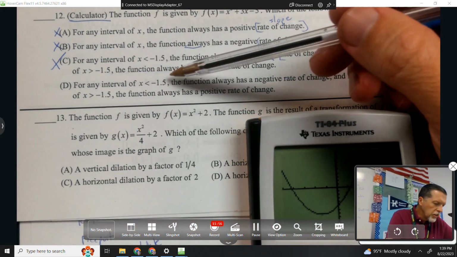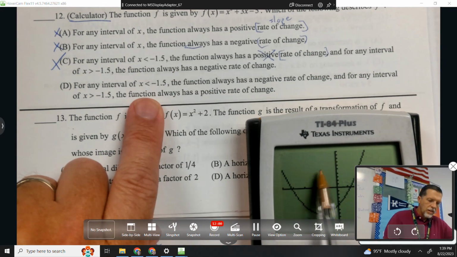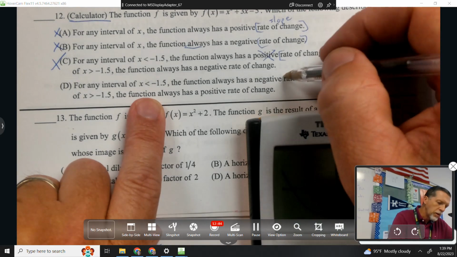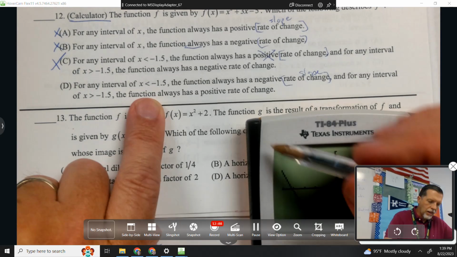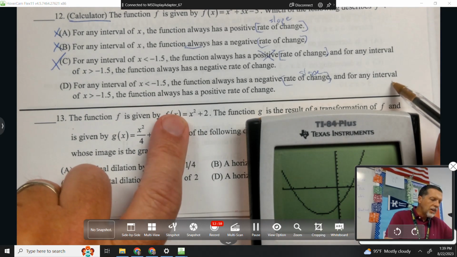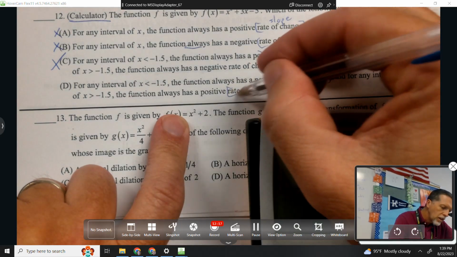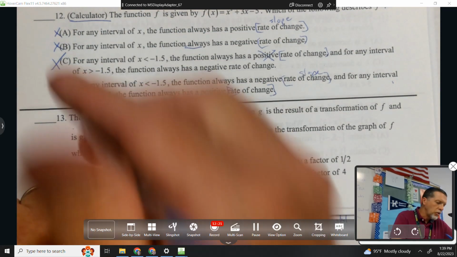For any interval less than negative 1.5, so on the left side of the graph, over there somewhere, the function always has a negative slope. Okay, yes, I'll believe that. And for any interval greater than negative 1.5, so over here on the right-hand side, the function always has a positive slope. Yes, which is good because I'm out of choices, so it better be D.